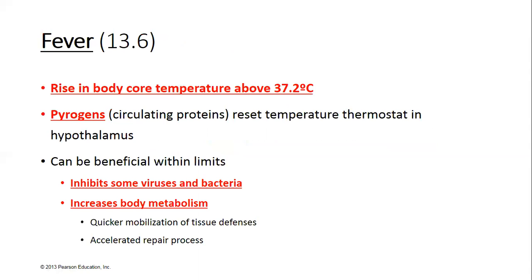Fever is another type of innate immunity or non-specific defense. And fever is a good thing too, to a certain point. There are these little chemicals, proteins called pyrogens. Think of pyromaniac, loves fire, right? Pyrogens change our internal thermostat in our hypothalamus and increase body temperature above 37 or 38 degrees Celsius. Raising body temperature slows down and inhibits viruses and bacteria from reproducing. That can also increase body metabolism, which helps you mobilize tissue defenses faster and accelerate the repair process. So raising body temperature is a good thing.